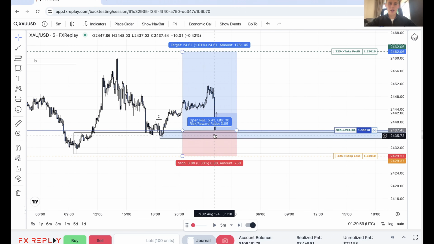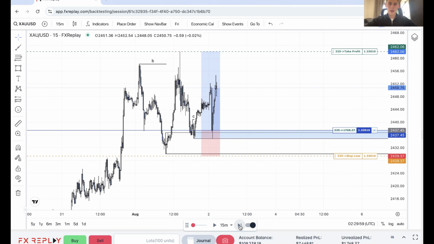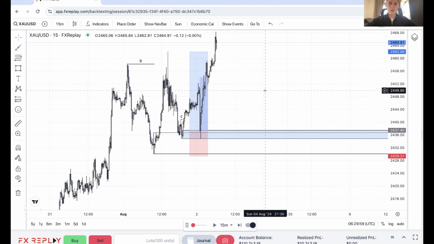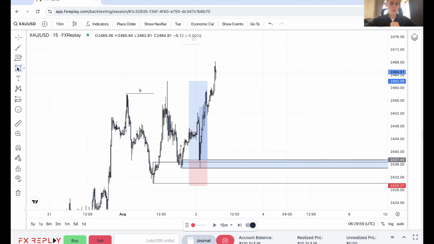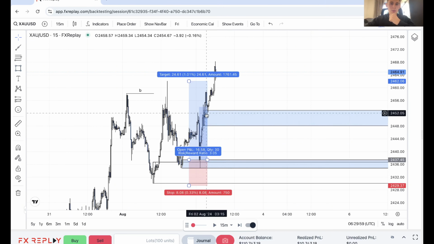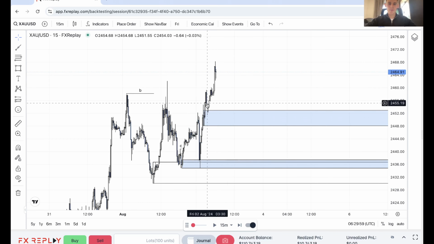There we go. So that looks nice. You would now expect price to at least take this high. So let's play it on. There we go. If you missed this previous entry, you could have also set a limit on this demand after the price broke structure, pulled back, retested, and then you could buy up to that high.